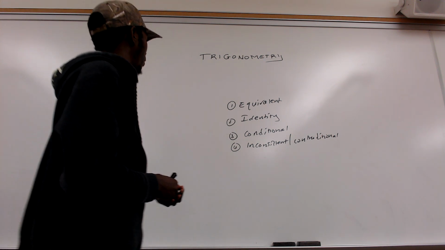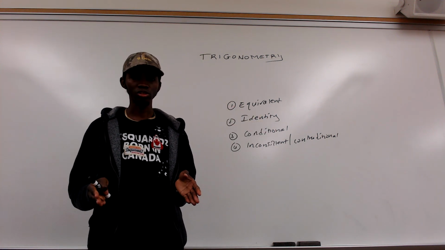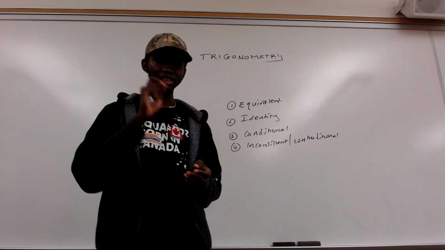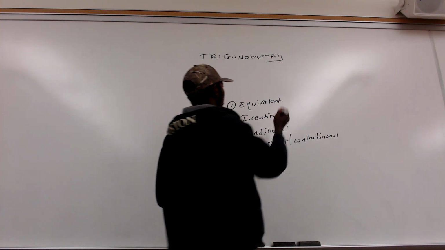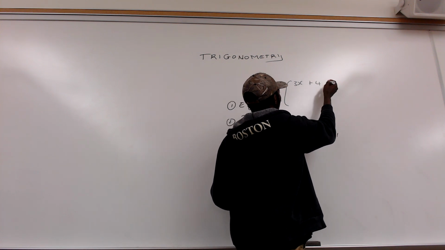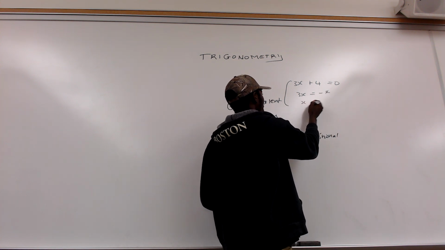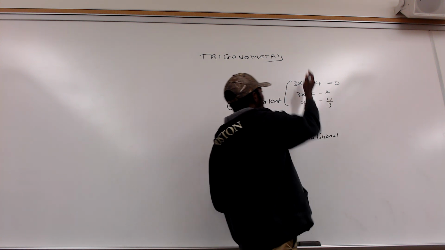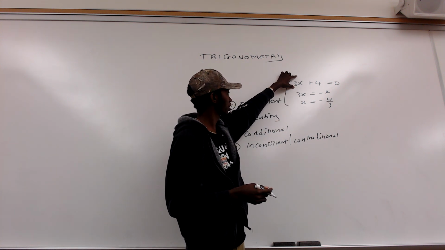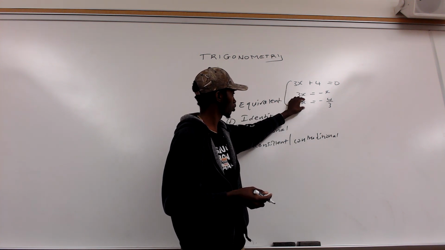So what do we mean by an equivalent equation? An equivalent equation is where you have two or more equations that have the same solution. For example, if we have 3x plus 4 equals 0, and 3x equals minus 4, and x equals minus 4 over 3, these equations are equivalent. You consider each equation, you work it, and you have a result.